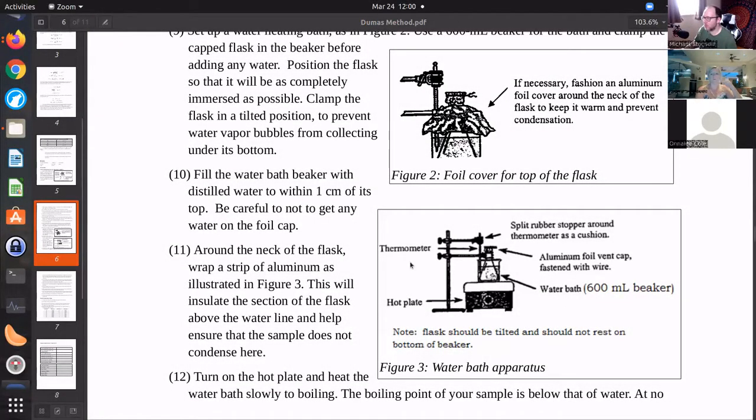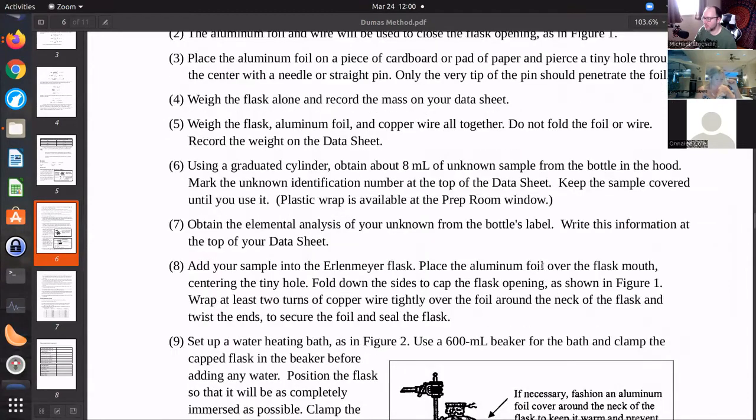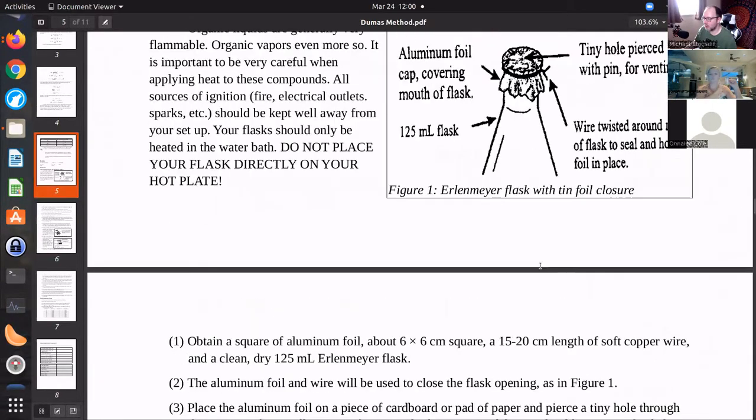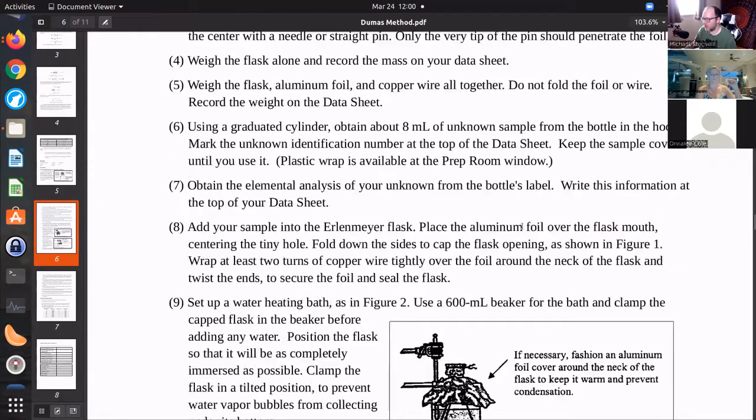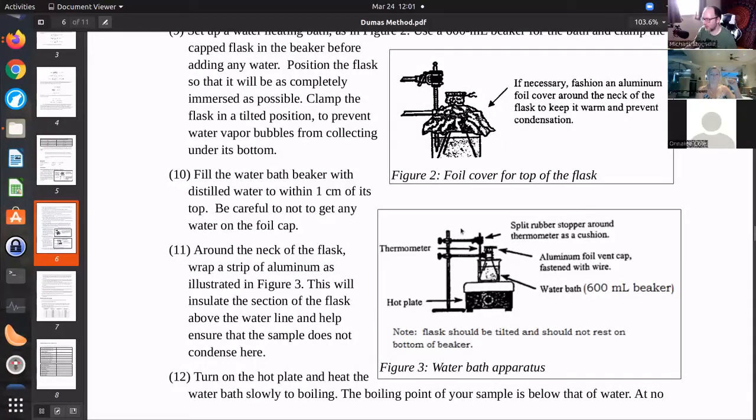Okay, so if we take a look at the homework, these directions seem pretty intense because it's kind of a tricky one to do, but conceptually it's really not that bad. What we're trying to do is trap just these organic vapors inside of this flask. Okay. And if we can trap just the organic vapors in there and then measure their mass, the temperature that they're at, the pressure of the room, and the volume of this flask, then what we can get at is the molecular weight of the organic vapor.